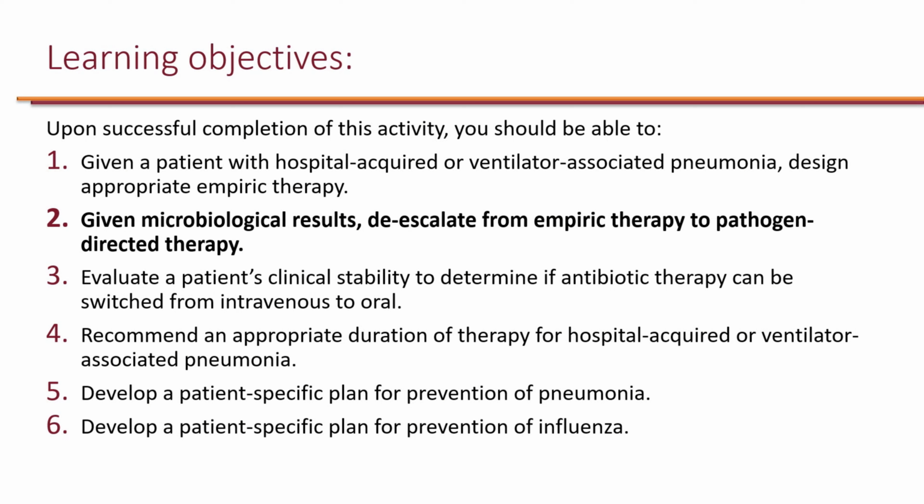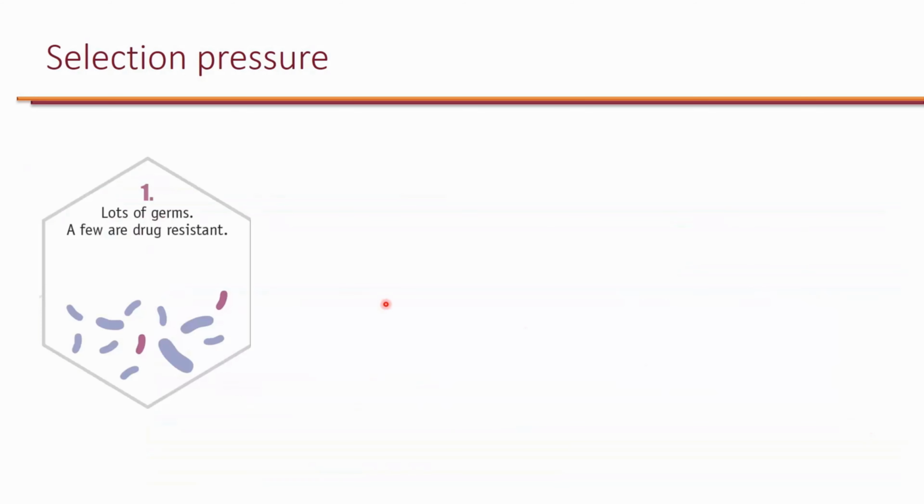We designed appropriate empiric therapy for HAP and VAP. Now, given microbiological results, let's de-escalate from empiric therapy to pathogen-directed therapy. In general, there are a lot of different types of bacteria, and they could be part of the normal flora, so they are actually essential for normal human health, or they could be colonizers, which means that bacteria that are not part of the flora could be in, for example, the GI tract and not necessarily cause an infection, and just colonize it.